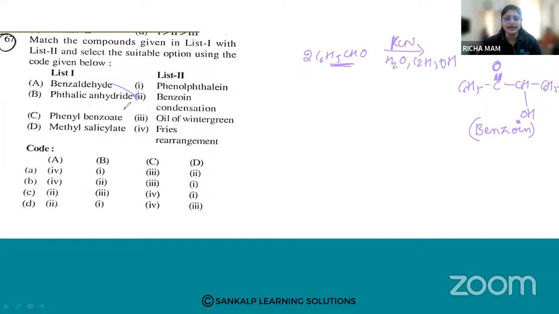Then phthalic anhydride. Next is phthalic anhydride. What is the structure of phthalic anhydride? Let me write the structure of phthalic anhydride. So this is phthalic anhydride. So when I have phthalic anhydride, if you treat it with this, what?